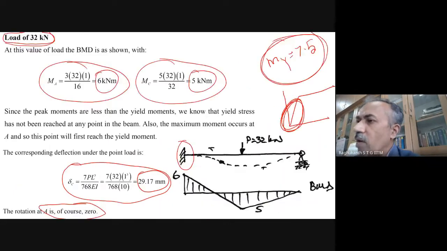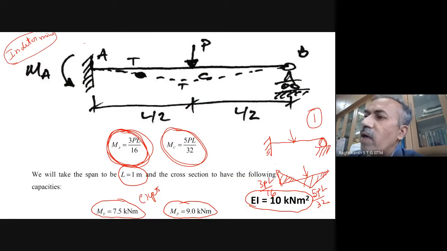Now what will happen to this one? So now this is our propped end. Now a hinge has formed actually. But at point C, the maximum bending moment is still only 7.5. Here it is 9 kilonewton. So that means a hinge has formed here, basically.